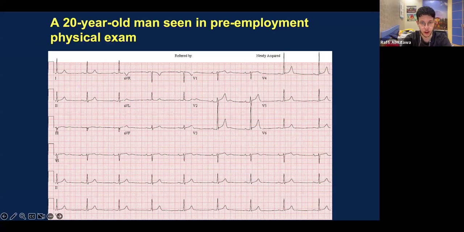Okay, what about this patient over here? What do you guys think is going on? Okay, so someone said early repolarization. Why is this your conclusion? Why do you think this is an early repolarization?